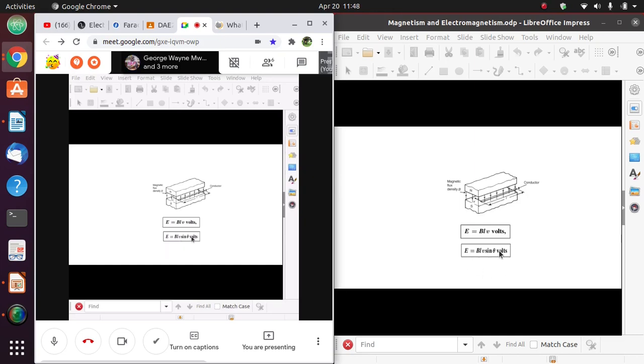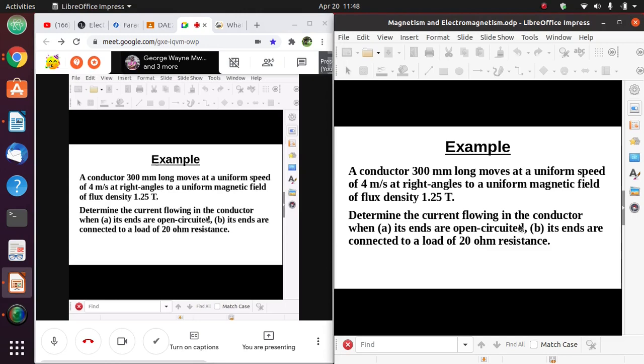Are we together? In this case, it is cutting at 90 degrees to the flux. So sine 90 is 1. That's why we can use the first formula when you have a conductor cutting at 90. But if it is cutting at a different angle other than 90, then we have to take into consideration that angle. Now let us do this example.